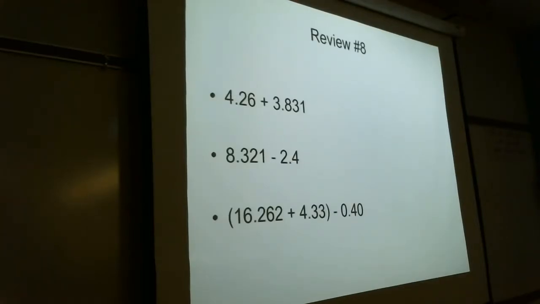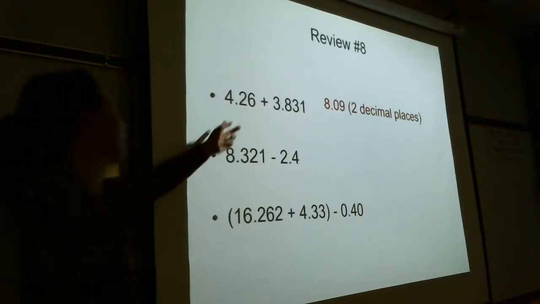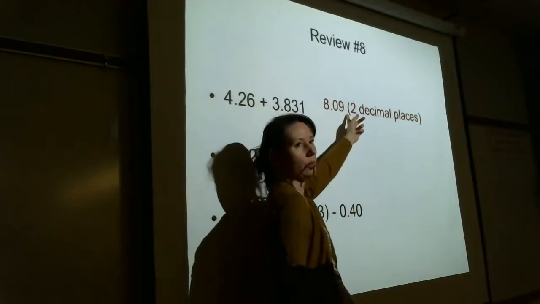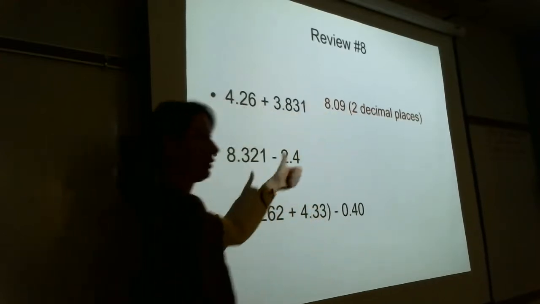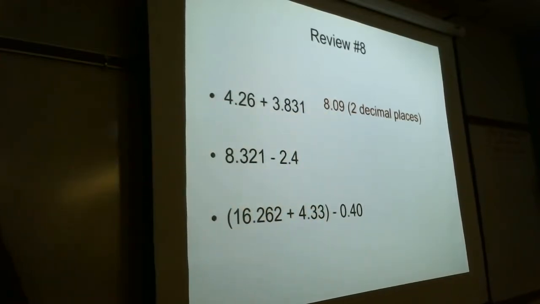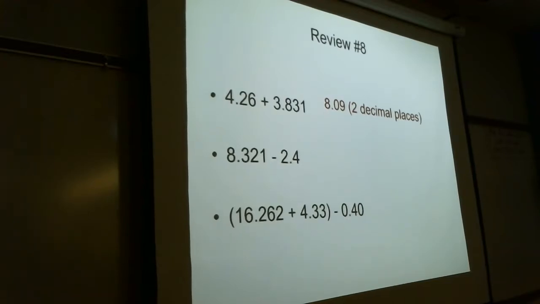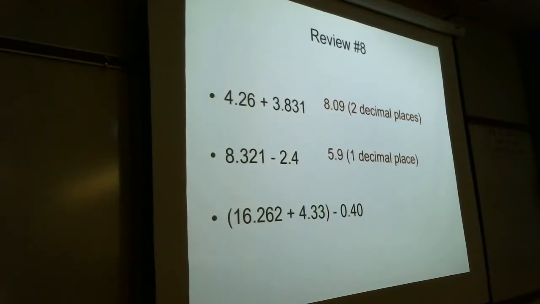So what's the rule with adding and subtracting? It's not total number of sig figs, it is decimal places, right? So in the first one, we're going to keep 2 decimal places. Do we agree? 8.09. No units, right, because I didn't give you units. If this was milliliters and this was milliliters, obviously your answer would be in milliliters too. Do we agree? Second problem, we're keeping 1 decimal place, 5.9.